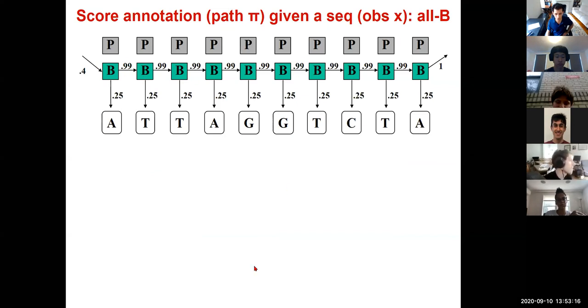Let's do a poll. So A means promoter and B means background. What do you think is more likely given the sequence that I'm looking at in front of me? A is promoter, B is background. What do you think is more likely given the set of characters that I'm looking at in front of me?